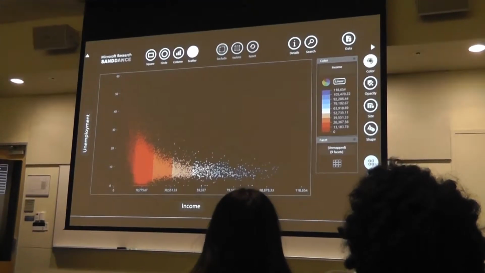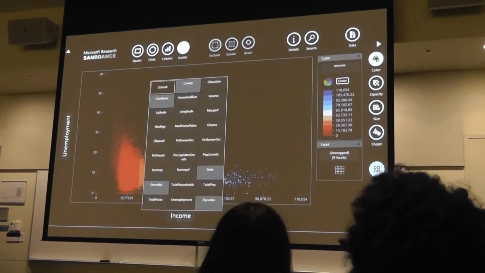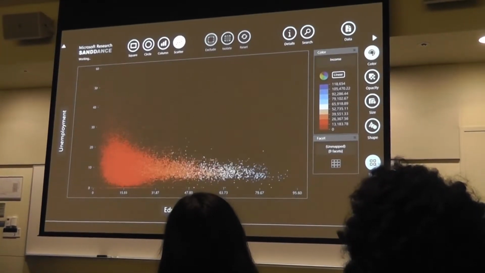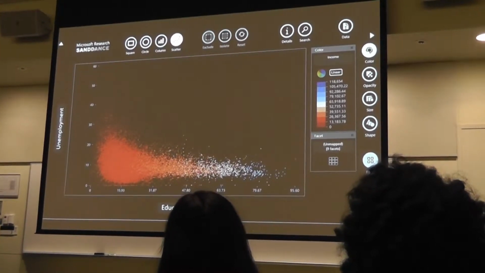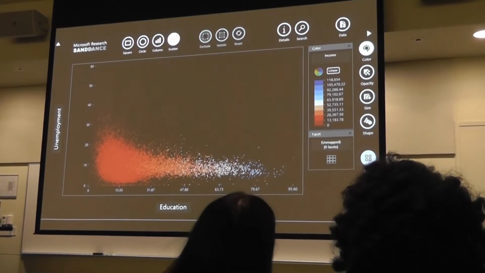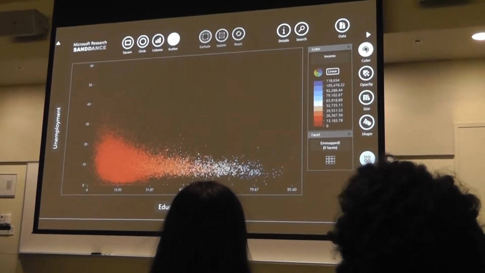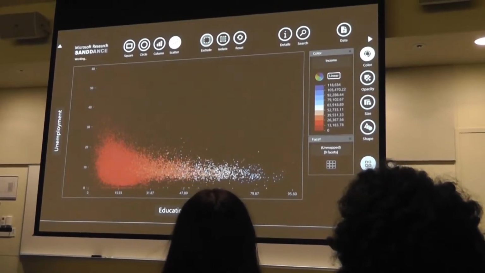What I like to do, though, is change income to something that's probably near and dear to a lot of people's hearts here, is change income to education. You see the same curve, which is to say, the more education you have, the lower the unemployment. But again, that's nice to see. We can select some of these things up here.